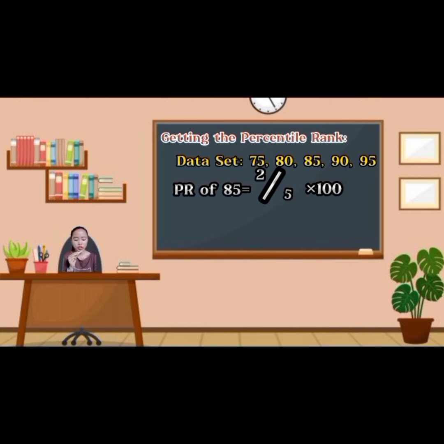Then the 5 is all of them, which are 75, 80, 85, 90, and 95. So, percentile ranking of 85 equals 2 divided by 5 equals 0.4, times 100 equals 40%, which is the percentile rank of 85.